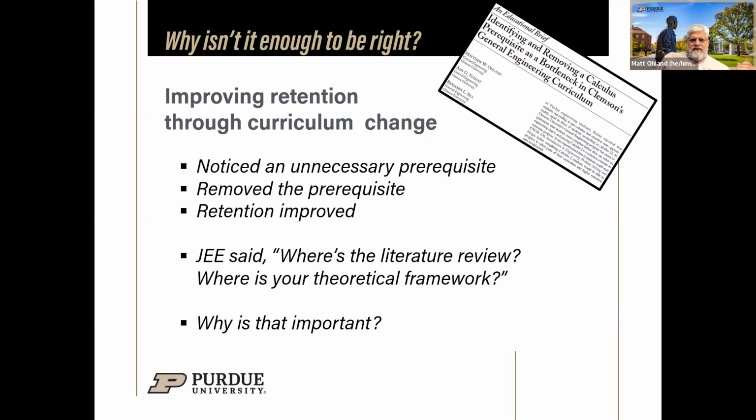And so I wrote up the results. I showed what the change was. I showed what the improvement in retention was, and submitted a paper to the Journal of Engineering Education. And the feedback we got was sort of like major revision material, which was like, where's the literature review? Where's your theoretical framework? And so my question at the time was sort of, isn't it enough to be right? Like, I saw this opportunity, we made a change, and it had this positive effect. So my question to you then is, why is it important that I had to go back and establish a literature review and a theoretical framework in order to publish that work?